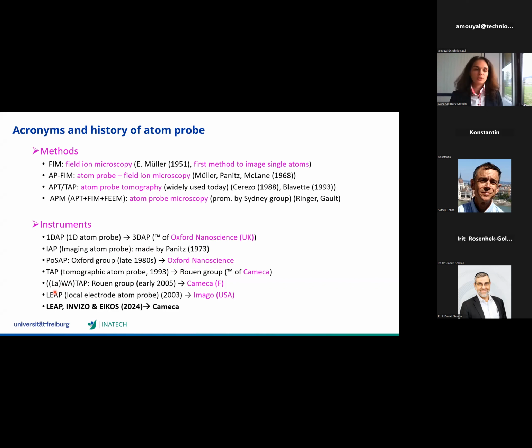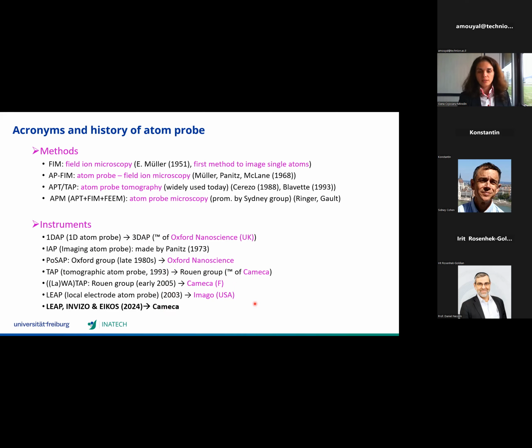For the first time, the French group had introduced the possibility, in 2005, 2006, to analyze the materials by employing a laser, and this is the laser assisted wide angle tomographic atom probe, which means that it also allows us to investigate a much bigger tip. It had been commercialized by Cameca for many years. And then in parallel in 2003, the LEAP systems, the local electrode atom probe, had also been commercialized by Imago.